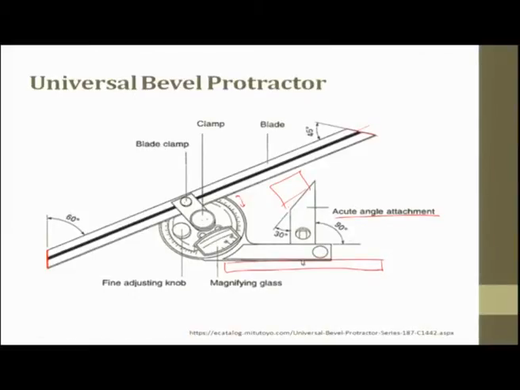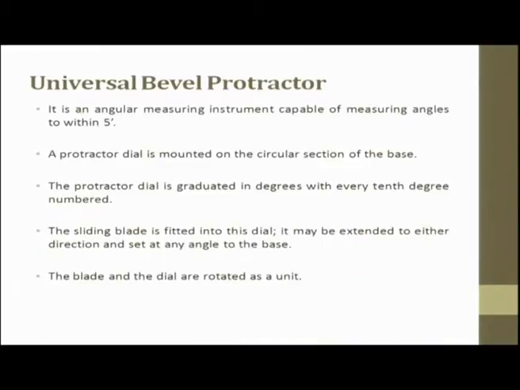This is at 90 degrees and this is at 30 degrees. So, you can see here these are the angles which are used to place the workpiece or dial the workpiece and make it flat and then place it, then rotate the protractor to measure the reading. We can use this as a reference surface. So, it is an angle measuring instrument capable of measuring angles within 5 minutes.